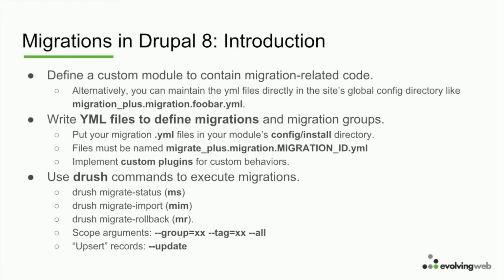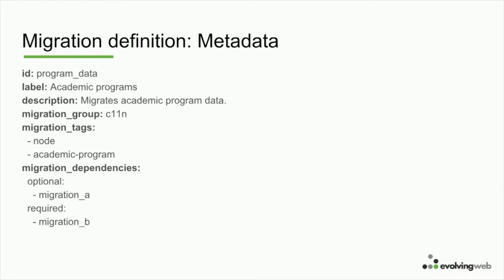And then there's this --update argument, which works with mim, which lets you upsert records. So if something already exists in your Drupal site, which has already been migrated, it will be updated. And if something does not exist, then it will be imported. So that's a very useful thing if you're doing repeated migrations.